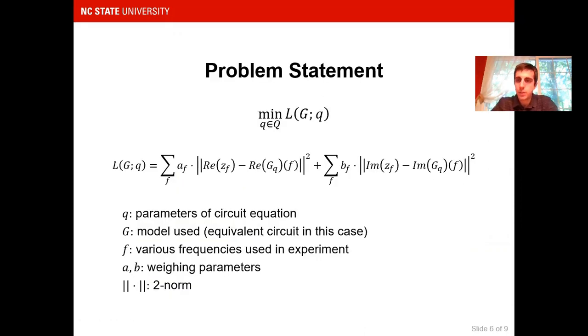The official problem statement is made here. So we are looking to minimize L, which is the sum of the square errors. Impedance is a complex value, so we have real and imaginary components that we have to do this across. And A and B are the weighing parameters that we can use, so we can weigh evenly across frequency or dimension, being the real or imaginary part.